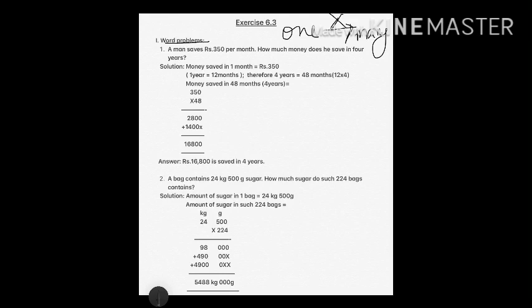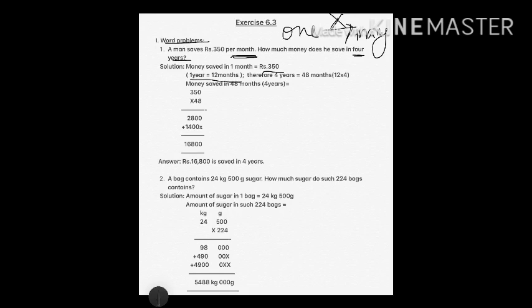Now, this is the first word problem. A man saves rupees 350 per month, and how much money does he save in 4 years? So money saved in 1 month, I will write here this. Now here the information is given in months and asked in years. So first we have to make these 2 units same. So 4 years I have to first convert into months.